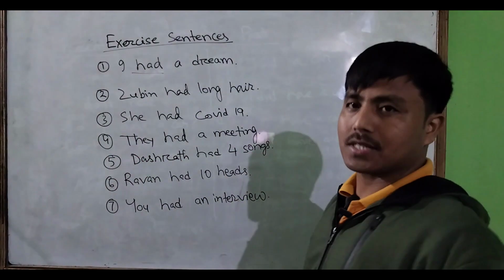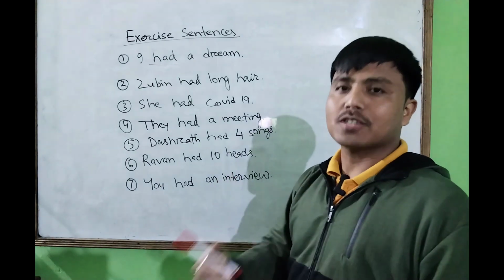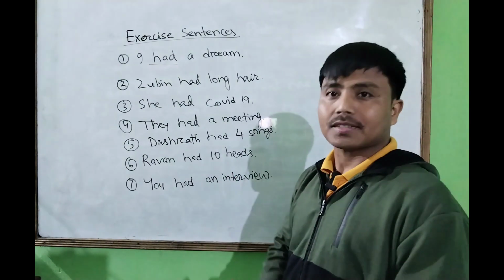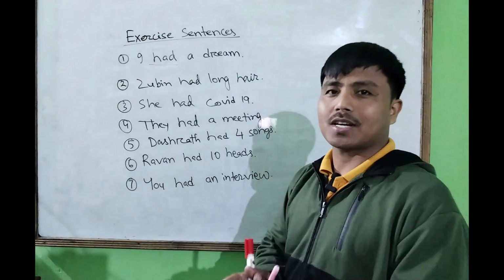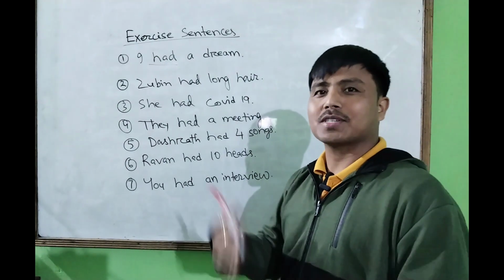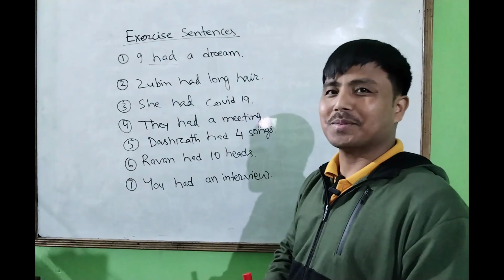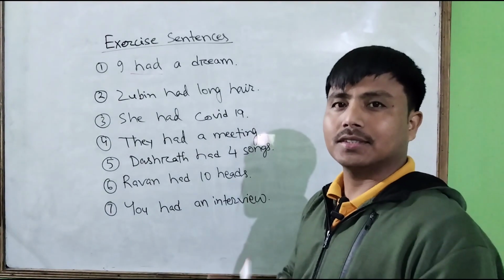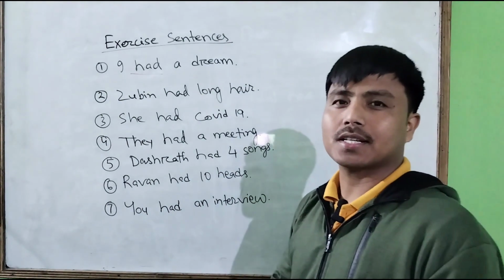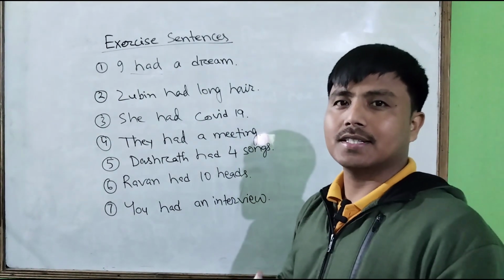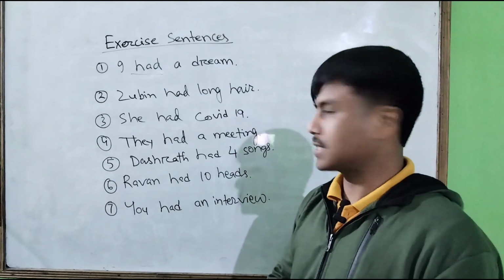Next one is Dashrath had 4 sons. Negative, Dashrath didn't have 4 sons. Question, did Dashrath have 4 sons? And didn't Dashrath have 4 sons?